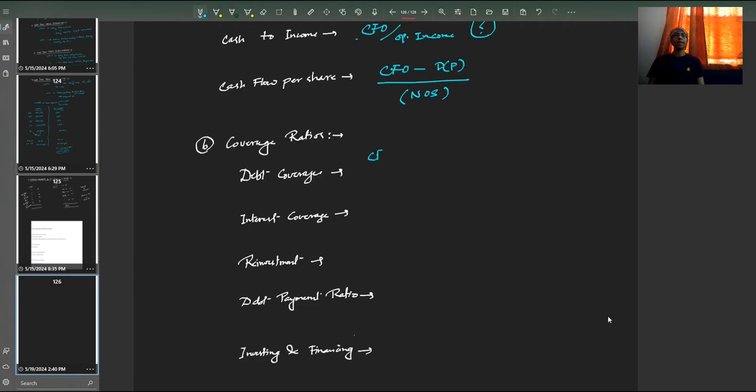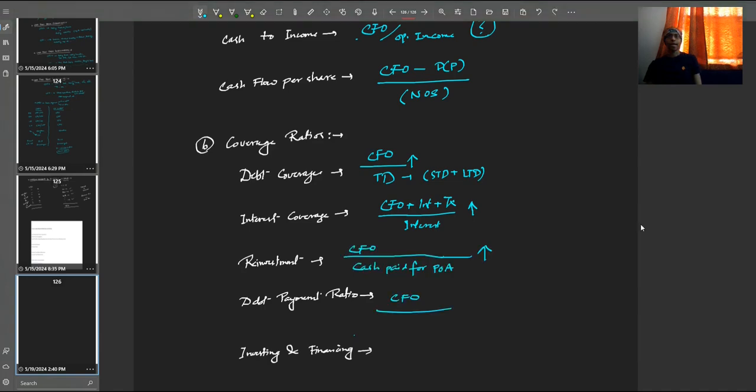Debt coverage. This is CFO, cash flow from operations, by total debt. Total debt means interest bearing short term debt and long term debt. So obviously you want this number to be high. Interest coverage. This is equal to CFO plus interest paid plus taxes paid divided by interest. This multiple should be as high as possible, preferably.